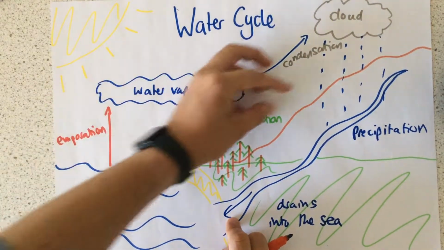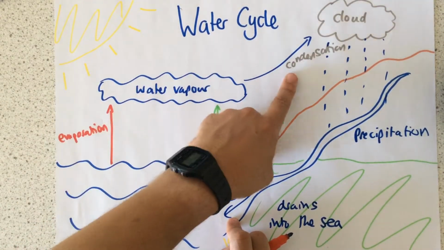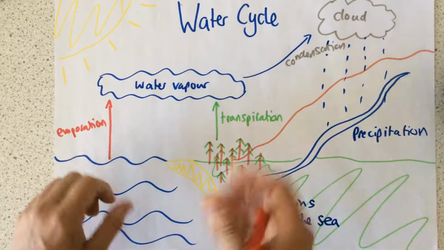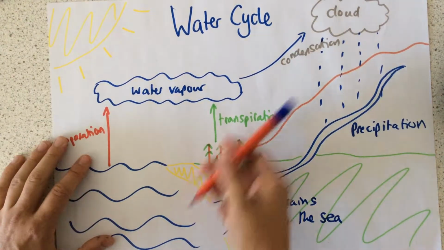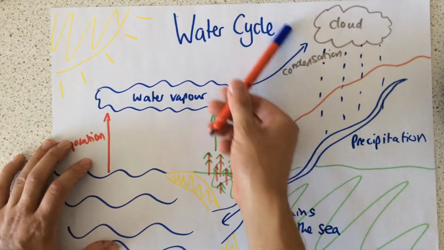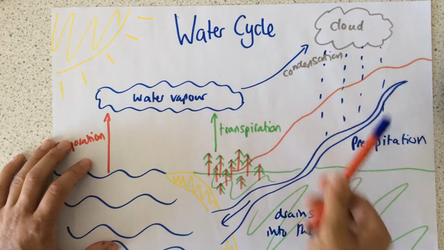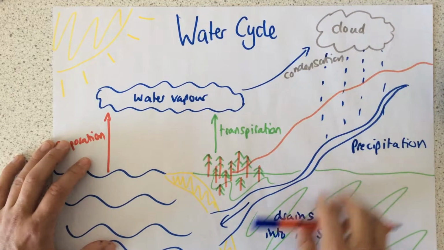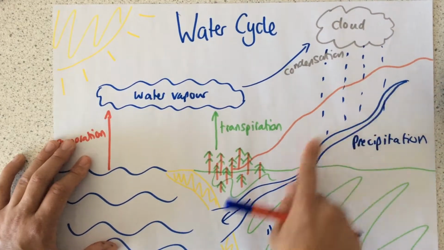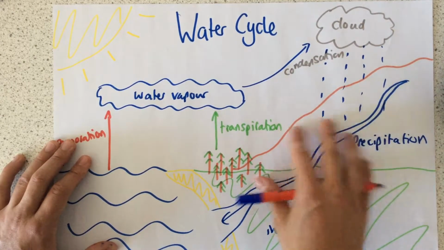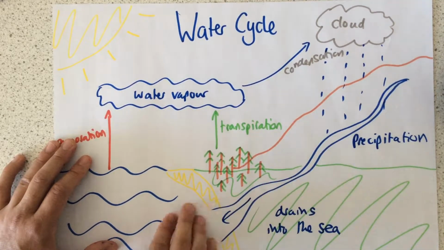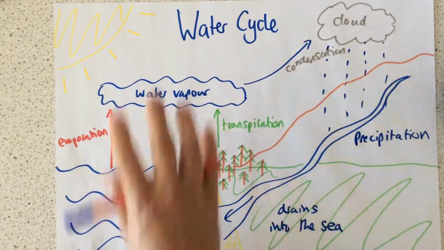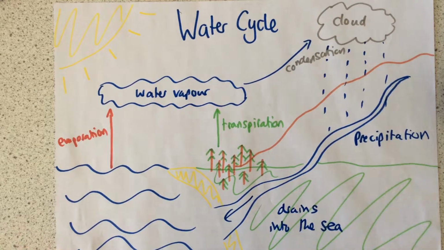This warm water vapour rises, and as it does, we have condensation, which is turning from a gas to a liquid. As we have condensation and the formation of clouds, we have precipitation, which is the scientific term for rain, sleet, snow, basically water falling from the sky. Then what we have is the rest of this water, or this water eventually will end up draining into the sea, and the cycle continues. And that's the water cycle.